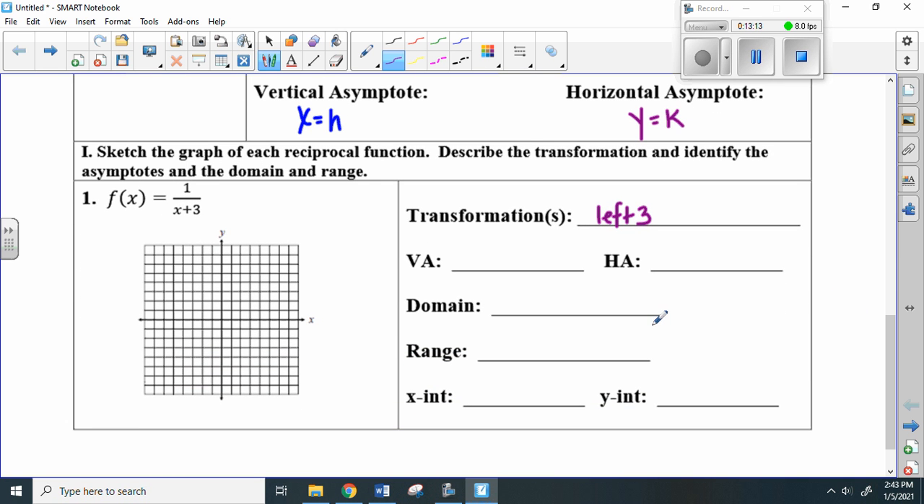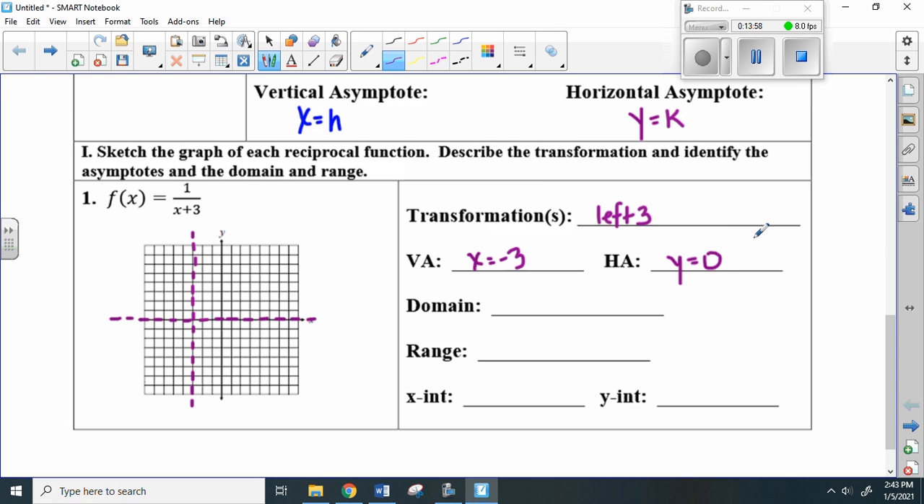And if I move left 3, that means I'm taking what would have been the vertical asymptote at x equals 0, because that's what it is on the parent function, and I'm shifting it to the left 3. So whatever my left and right shift is, that's going to tell me where to put my vertical asymptote. And if I had an up or down shift, that would tell me where to put my horizontal. But since I don't have an up or down shift, the horizontal asymptote is going to stay on y equals 0.